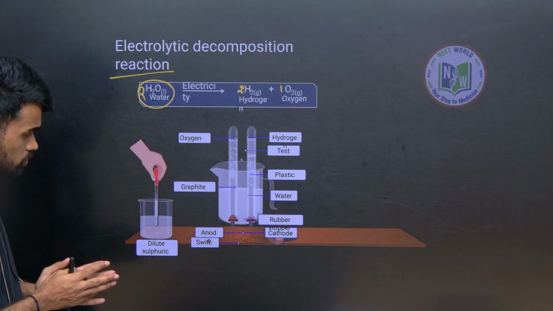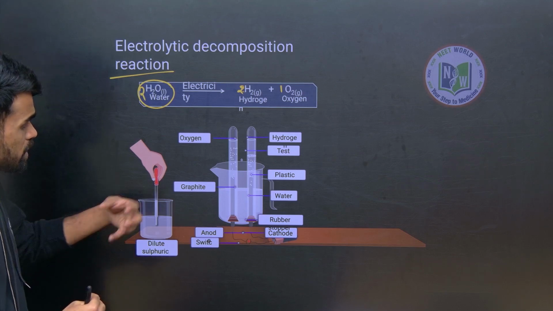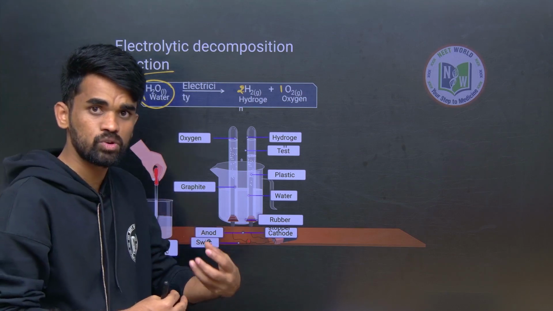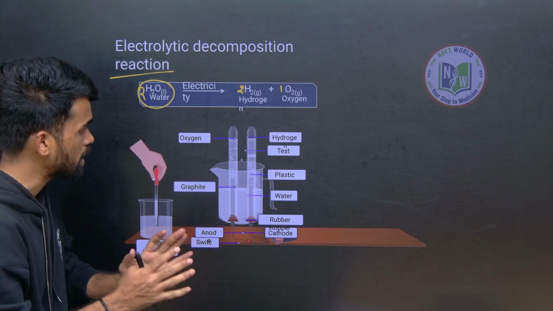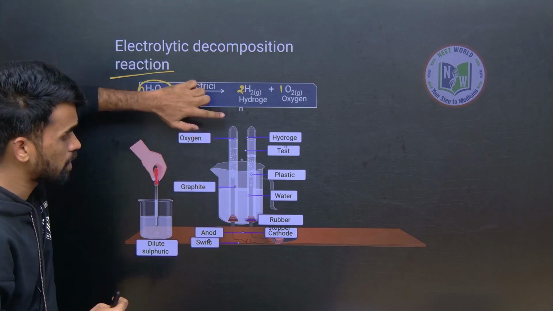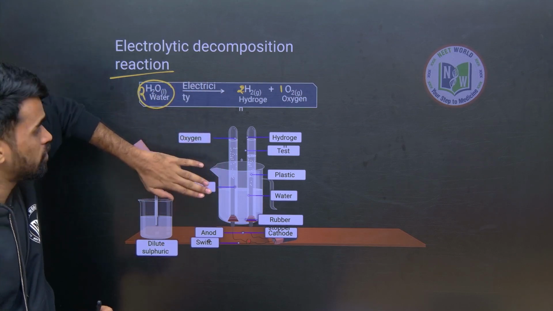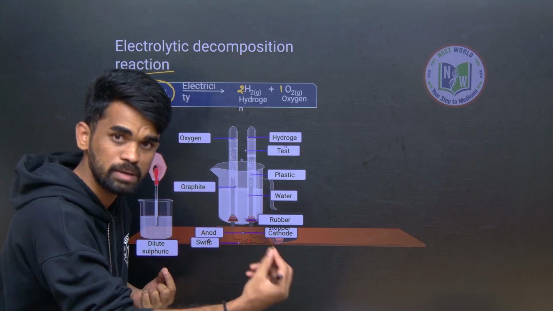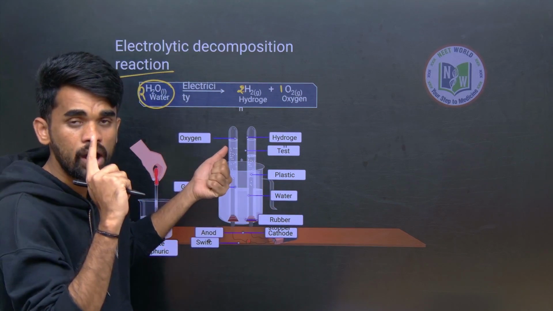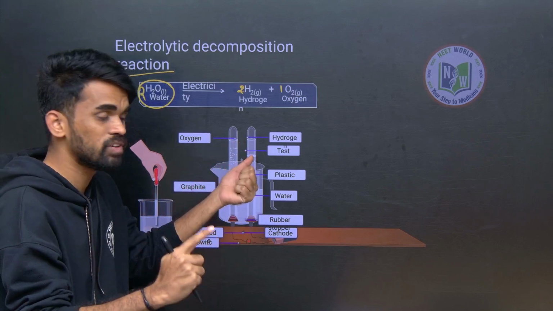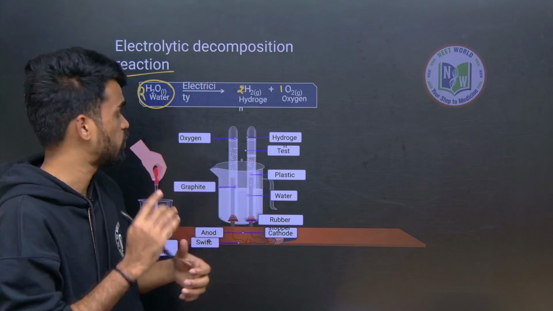We can make the electrolysis process a little faster by adding dilute sulfuric acid also. Now what happens here is that at both electrodes we will see bubbles, but at one electrode hydrogen gas is formed, and at the other electrode oxygen gas is formed.